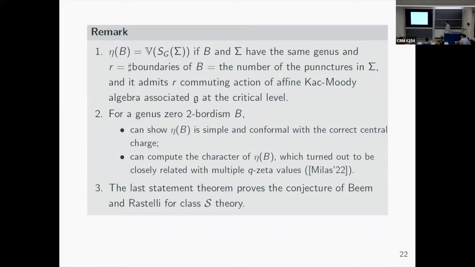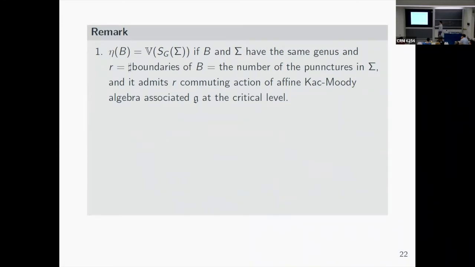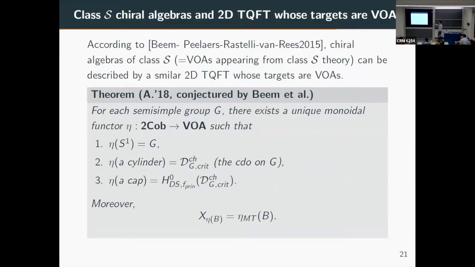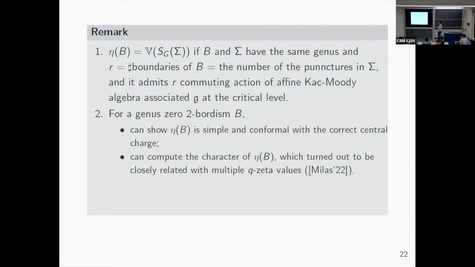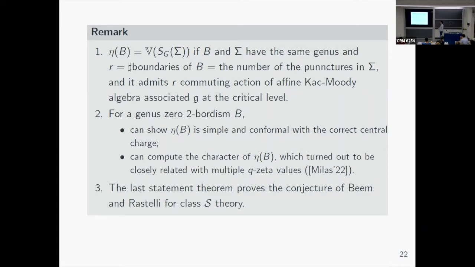And the last statement of the theorem proves the conjecture of Beem et al. Because of the uniqueness statement, this must be the vertex operator algebra coming from class S theory. So this proves a conjecture of Beem et al. on the coincidence of the Higgs branch as associated variety. So let me show some examples. So the simplest case is the case of SL2.